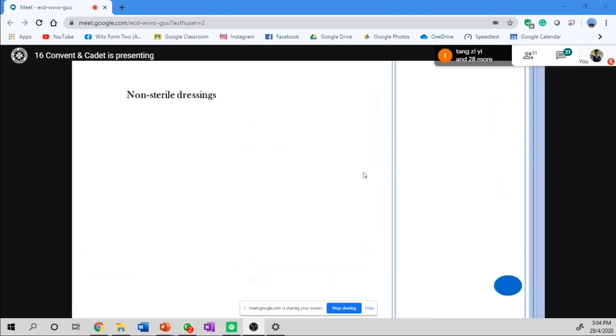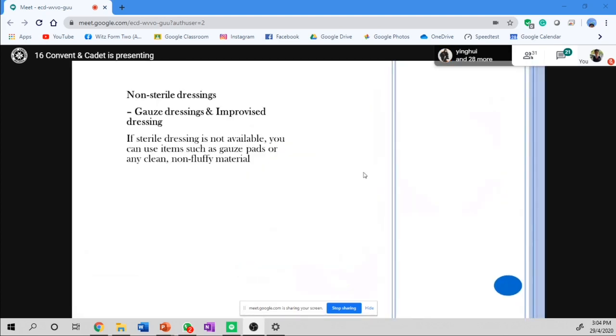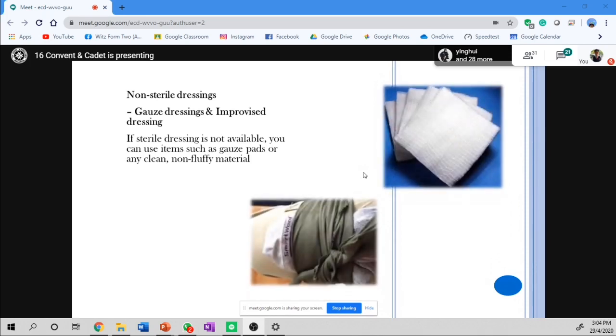So the third one is non-sterile dressing. Non-sterile means clean but not totally clean. It means it has a bit of bacteria but you can still use it. Normally it is gauze dressing and improvised dressing.